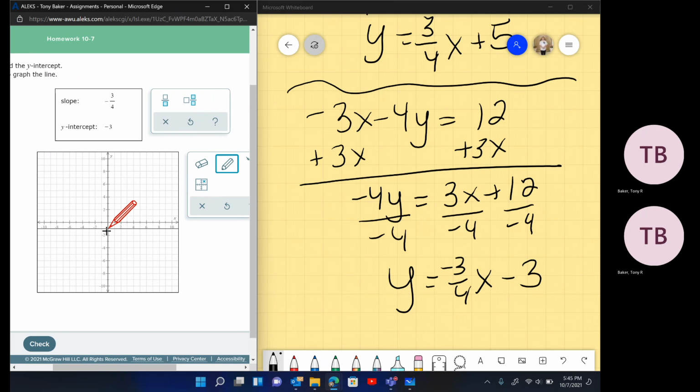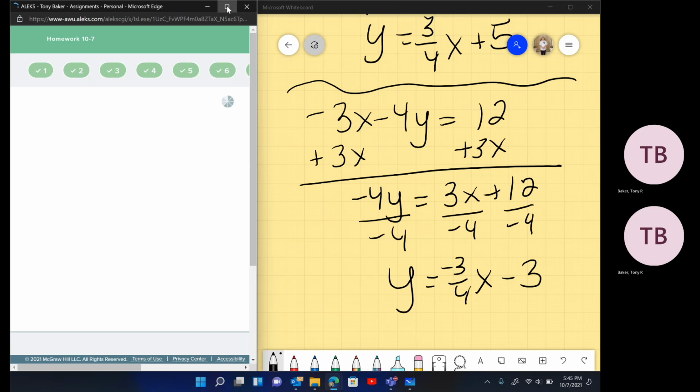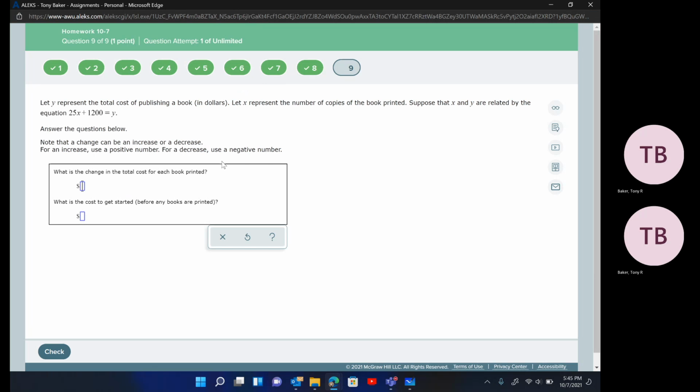So now we're going to graph it. So I go down to negative 3 for my y-intercept. And from here, I'm going to go down 3 and over 4. And then connect my dots. And we're good. Just a case problem. Let's go one more.